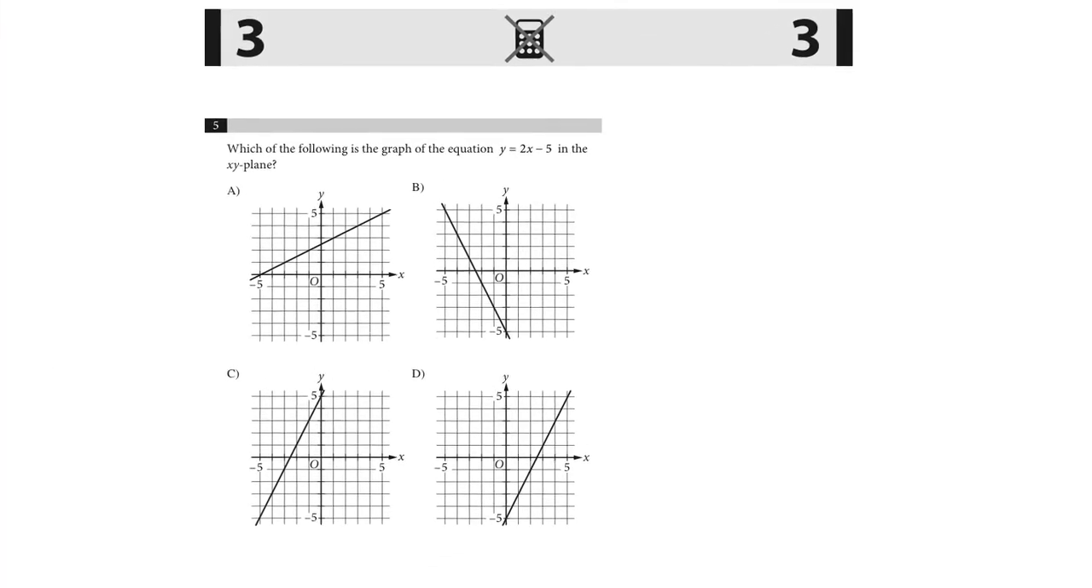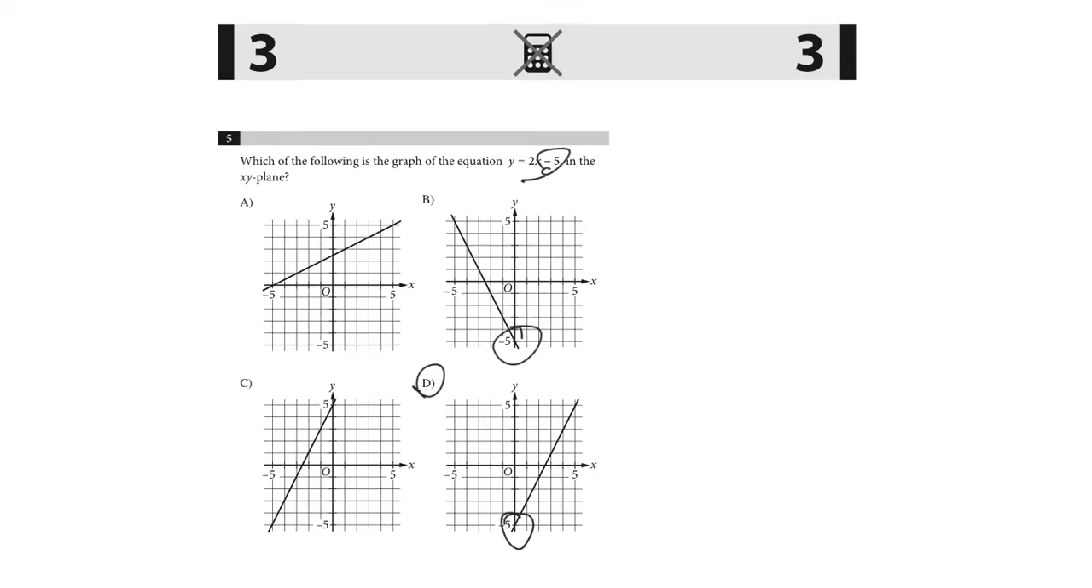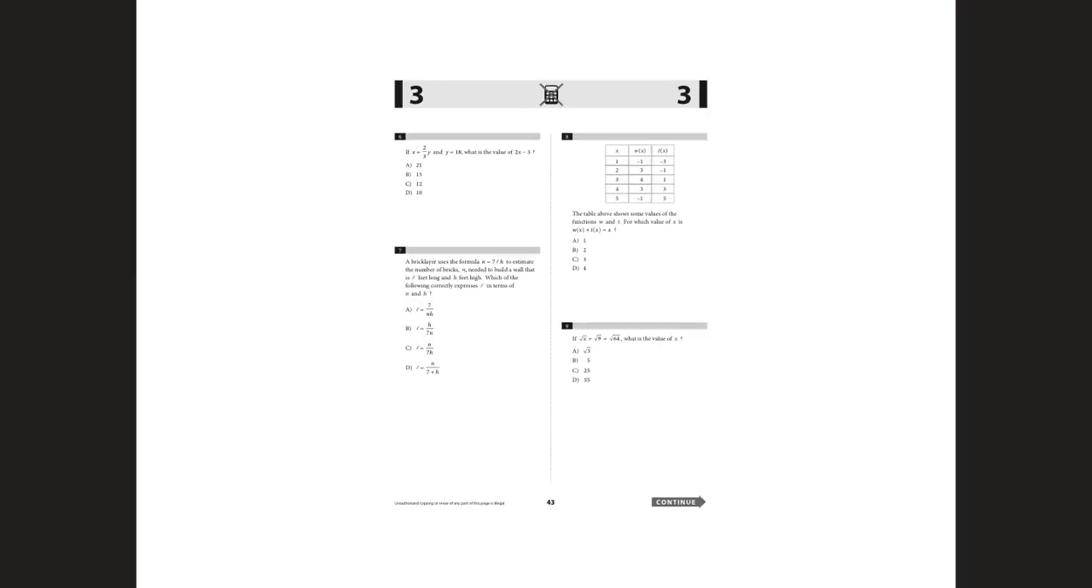Alright, the fifth question. Which of the following is the graph of the equation y equals 2x minus 5 in the xy plane? The y-intercept is minus 5, so that's this one and this one, not the other two. And the slope is positive, it's 2x, so the answer will be D. Alright, let's go to the next page.